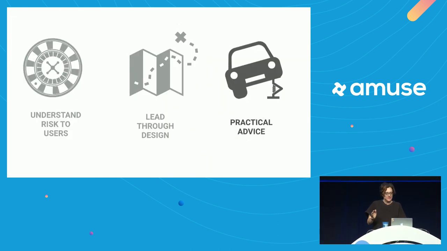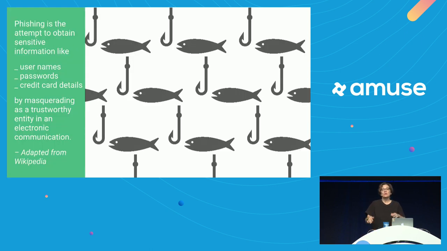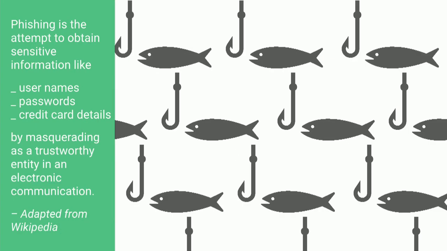And in this final section of the talk on practical advice, I'm going to try to connect how things like this written style guide can help keep your users safe. One of the things I've talked about with scammers is something like a phishing attack. Phishing is trying to get information from someone under false premises, like a credit card or a password or a name, by pretending that you're trustworthy.